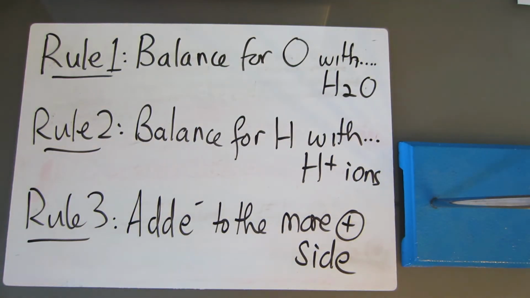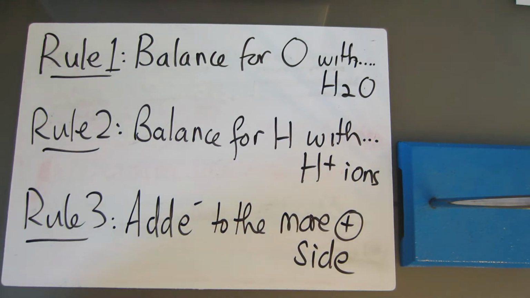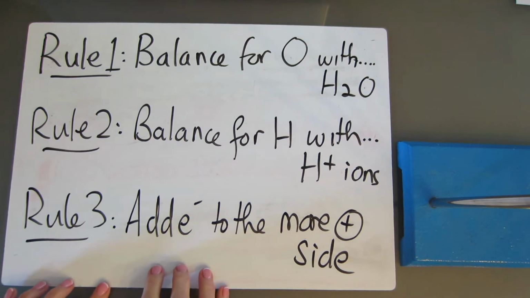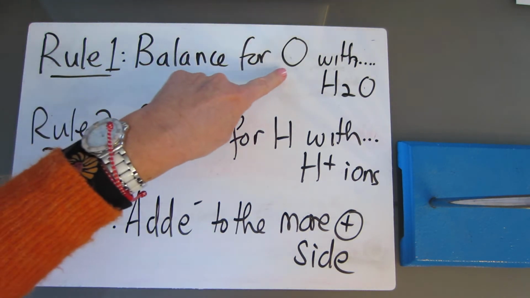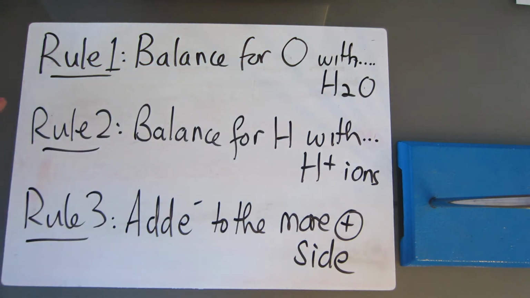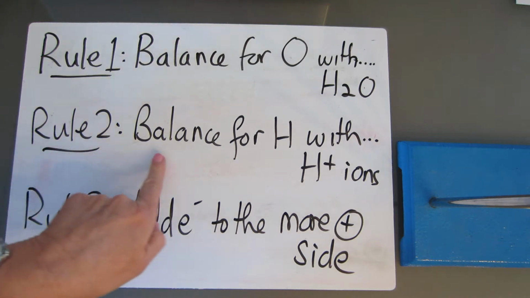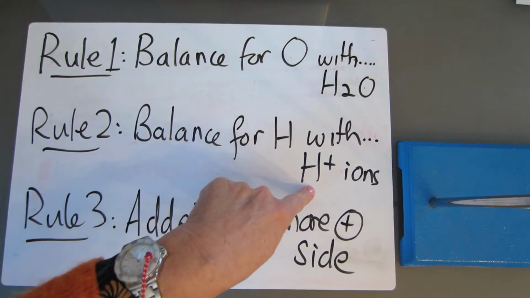Okay, so in our last video, we talked about how to write more complicated redox half equations. Remember the three easy rules? Just remember, as easy as 1, 2, 3. If I find that I've got oxygen in my redox half equation and it's not balanced, what do I do? I balance for oxygen with water. If you find you've got hydrogens, what are you going to do? Balance for hydrogens with H plus ions.